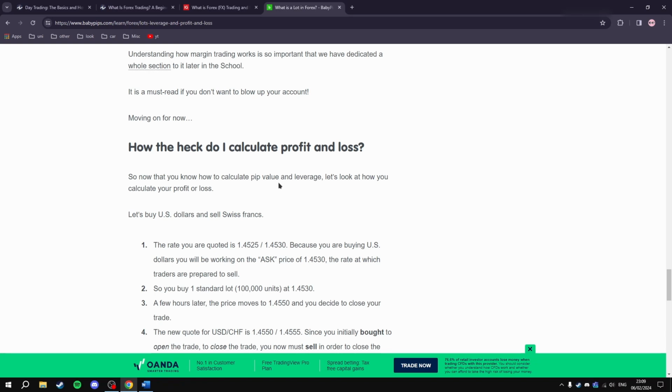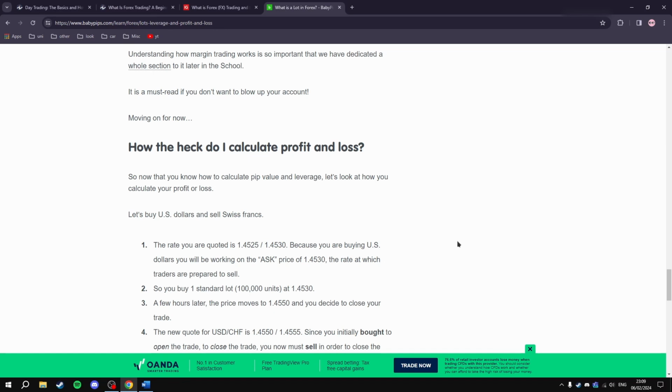How the heck do I calculate profit and loss? So now that you know how to calculate pip value and leverage, let's look at how you calculate your profit or loss. Let's buy US dollars and sell Swiss francs. The rate you are quoted is 1.4525 slash 1.4530. Because you are buying US dollars, you'll be working on the ask price of 1.4530, the rate at which traders are prepared to sell. So you buy one standard lot size, 100,000 units, at 1.4530.